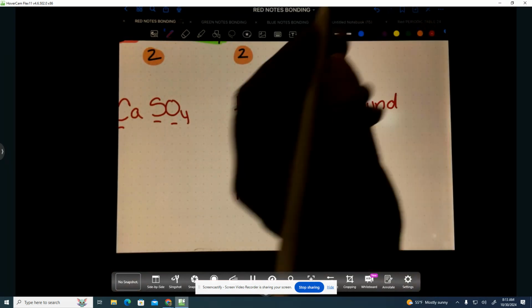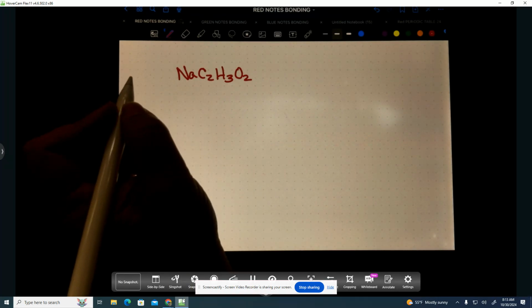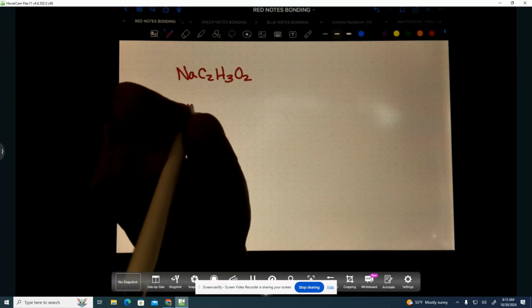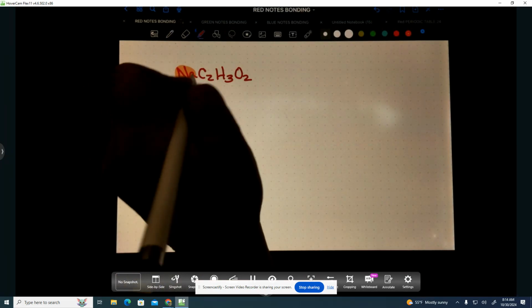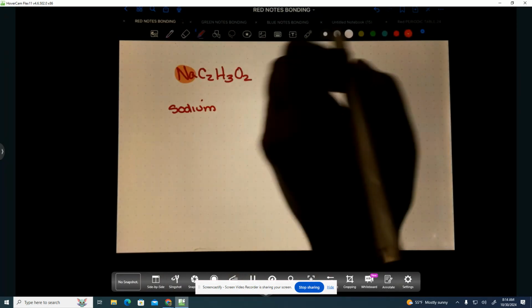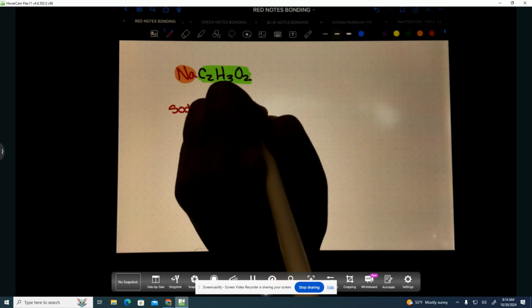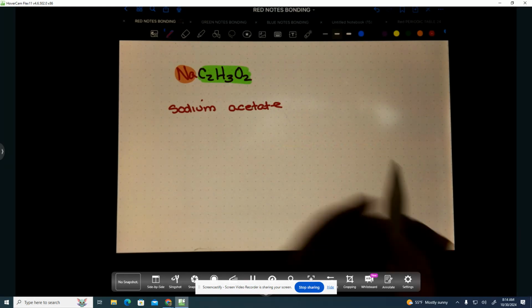Okay, let's try another one. What would we call this guy? His name is not Bob. Sodium acetate. Sodium, because that's the cation. And the anion, which I'll do in green, is this acetate. So it's sodium acetate.